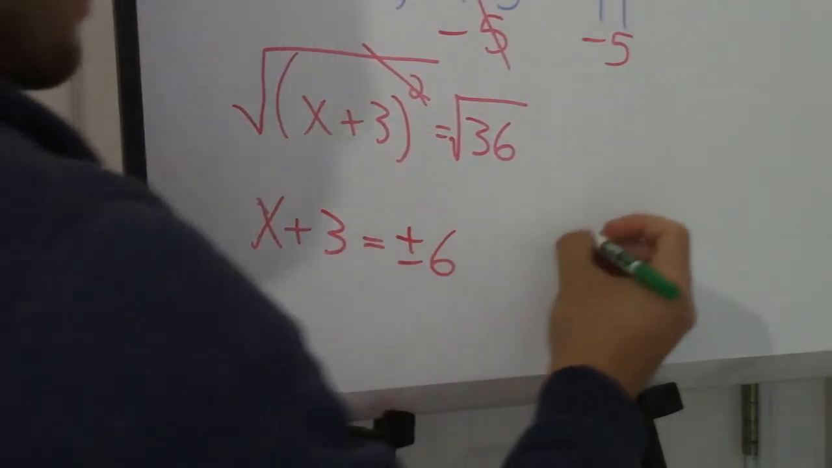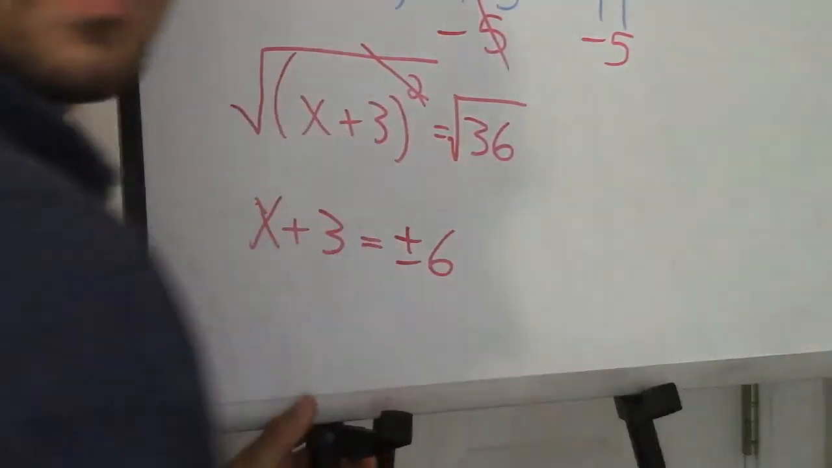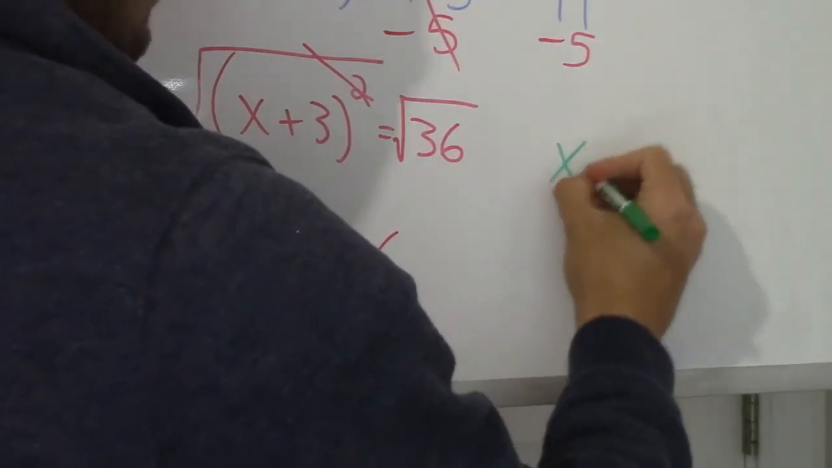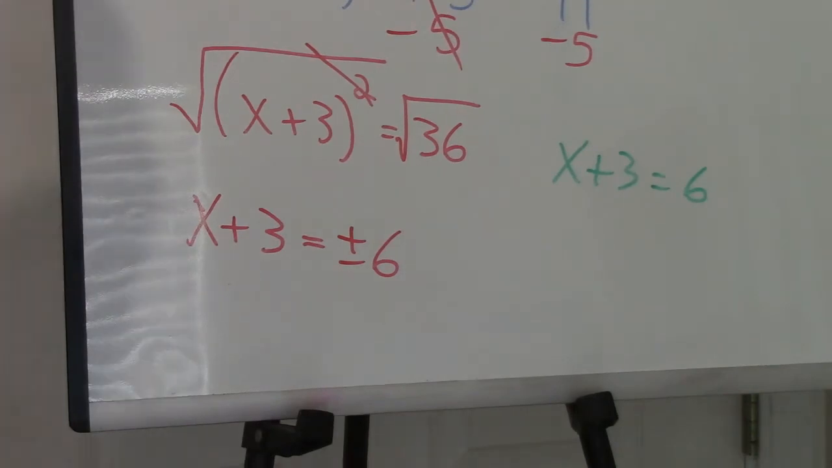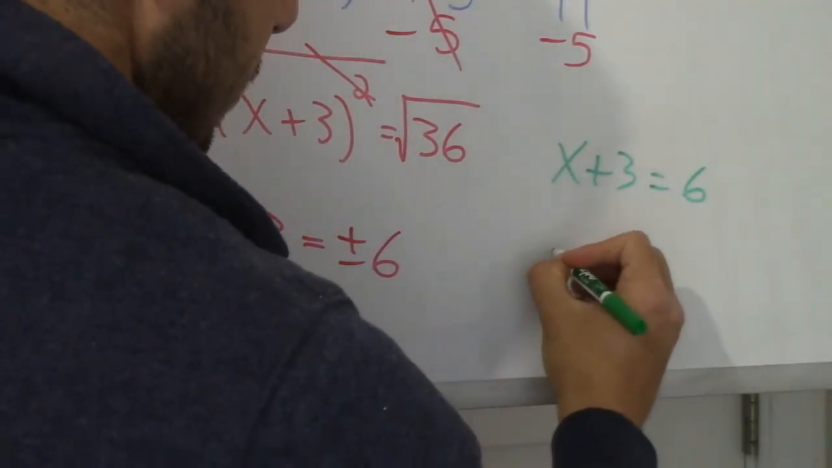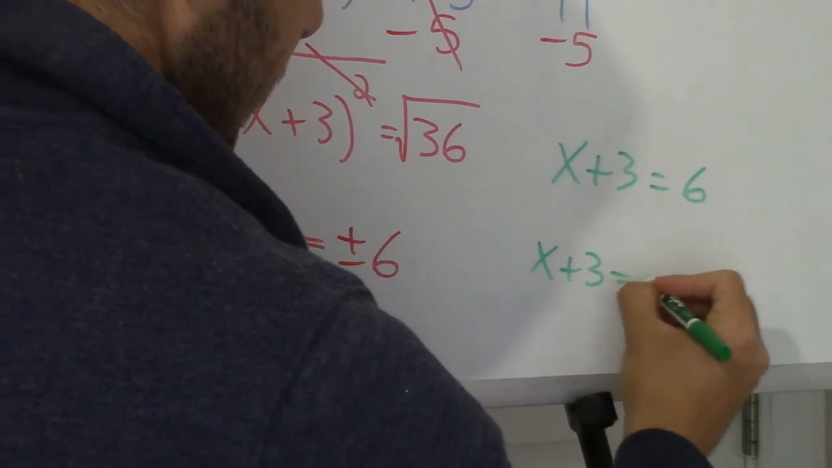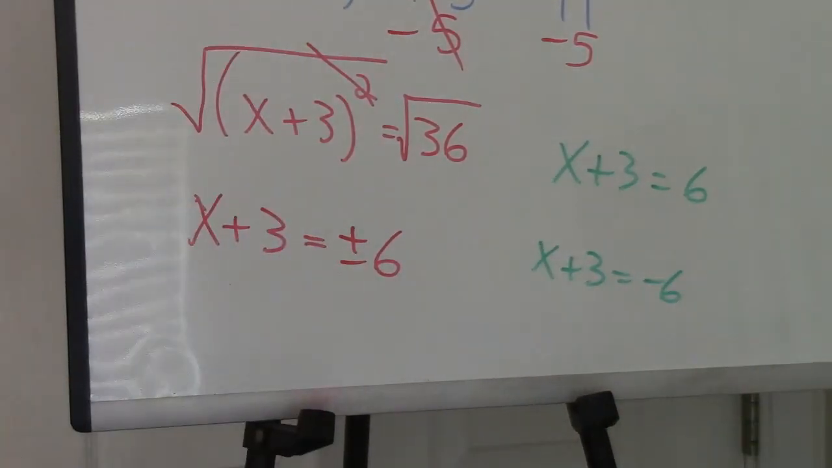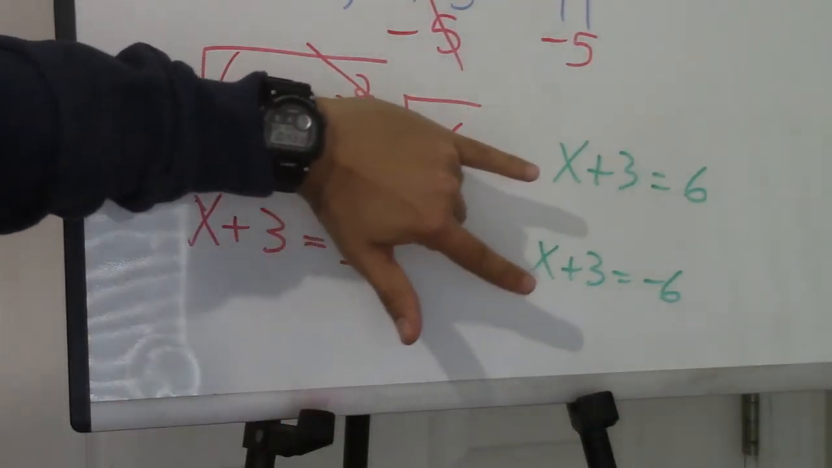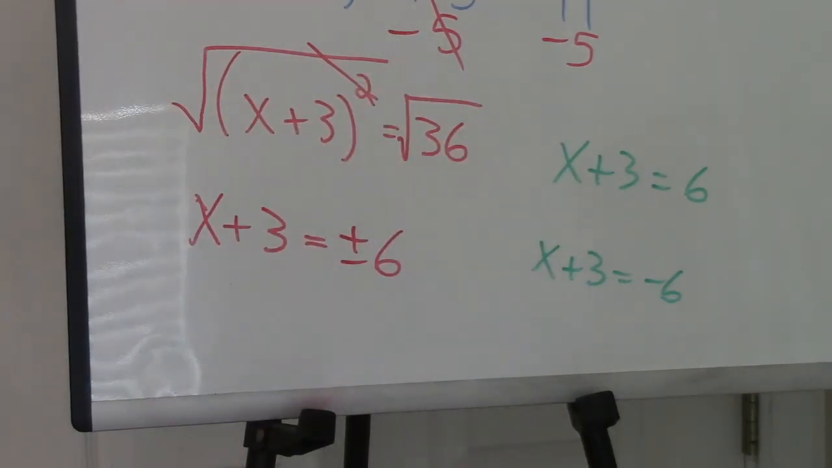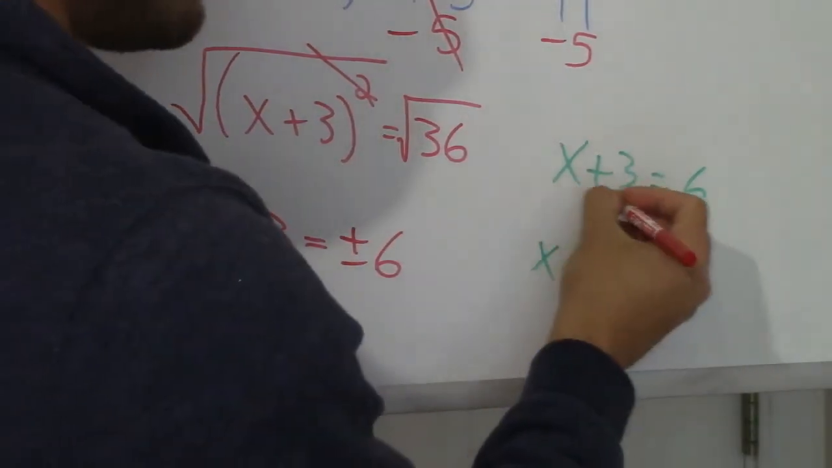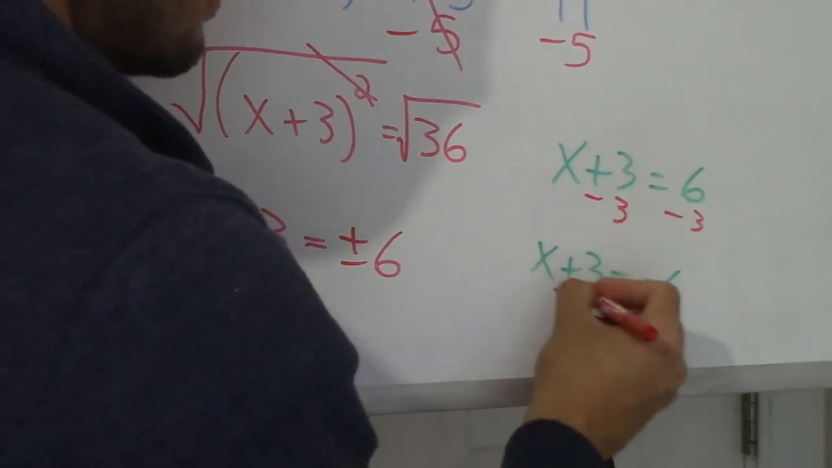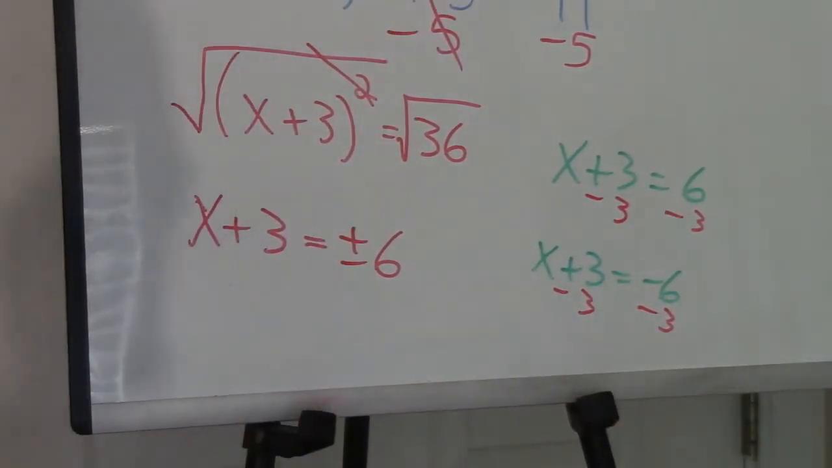So I'm going to do one where I have x plus 3 equals positive 6. And I'm going to have one that says x plus 3 equals negative 6. And I'm going to solve both of these problems to get my two solutions. So the first one, well, both of them I'm going to be doing the same thing because I need to undo this plus 3. So I'm going to be subtracting 3 from both sides on both of these problems.